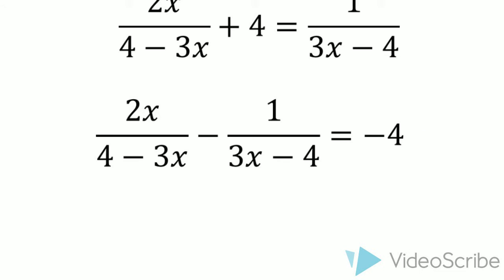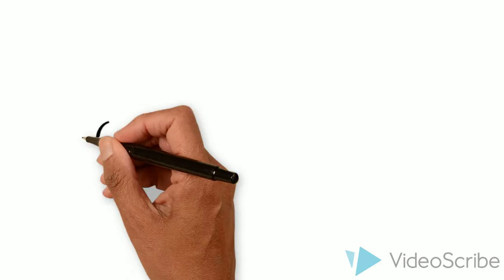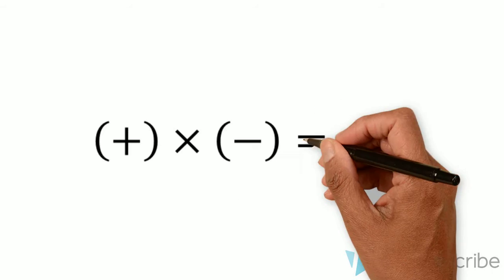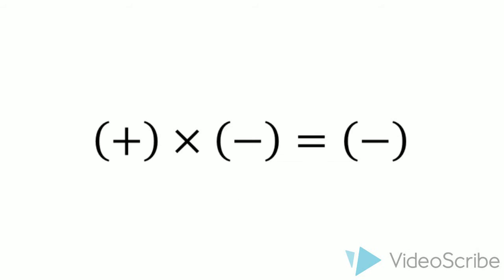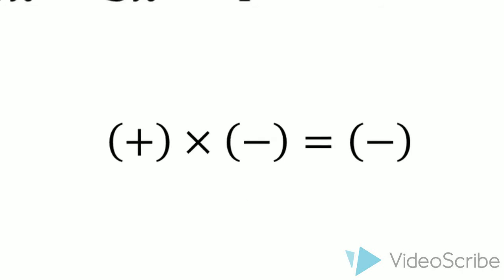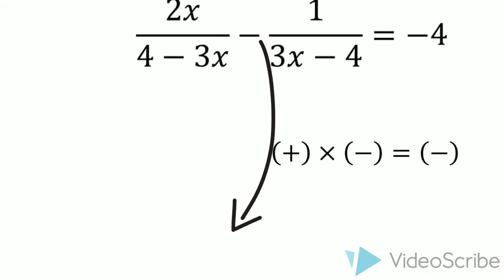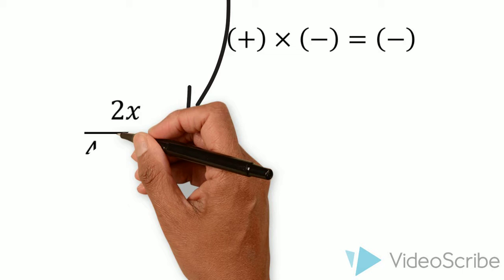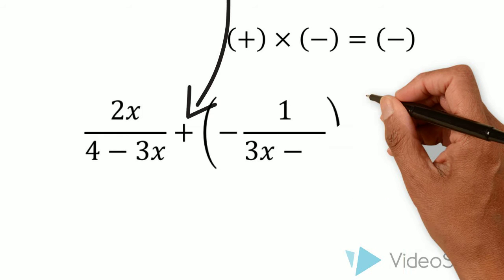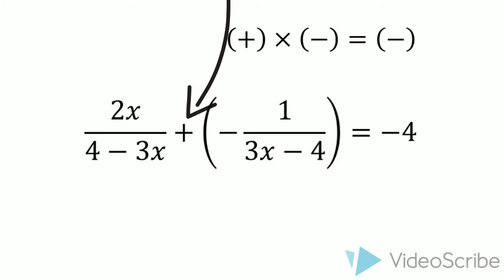So now we can observe that both fractions' denominators are quite similar except for a sign change. We know that a plus multiplied by a negative will give us a negative. So what we're going to do is convert the negative sign to a plus sign and subsequently compensate by putting another negative sign for the second fraction.